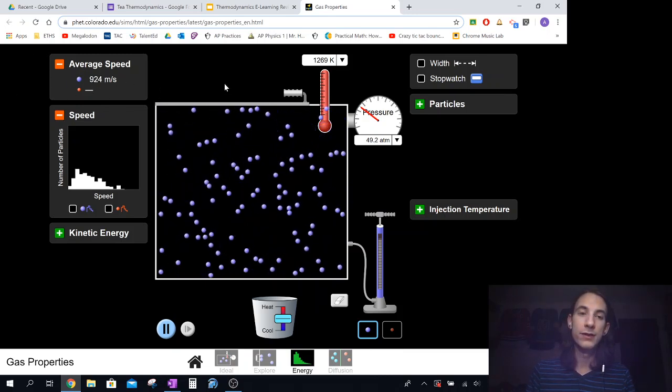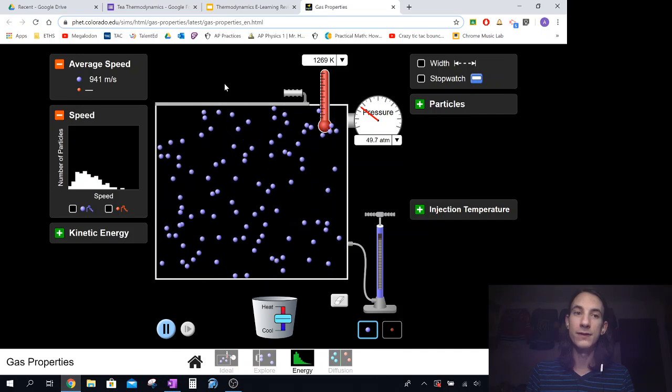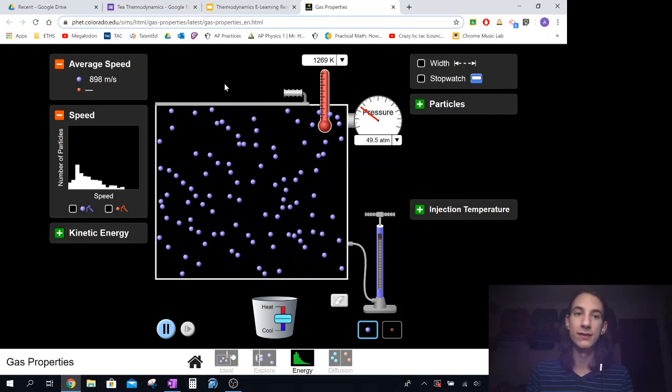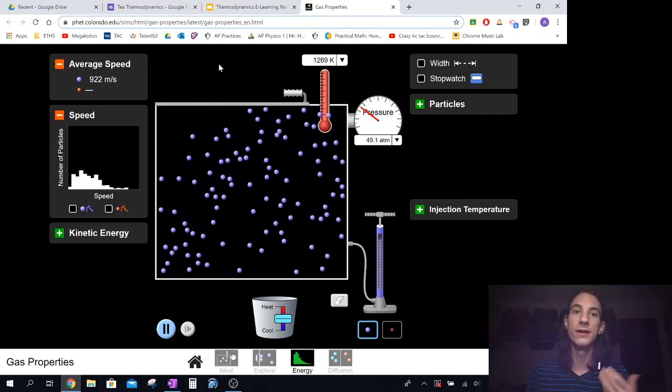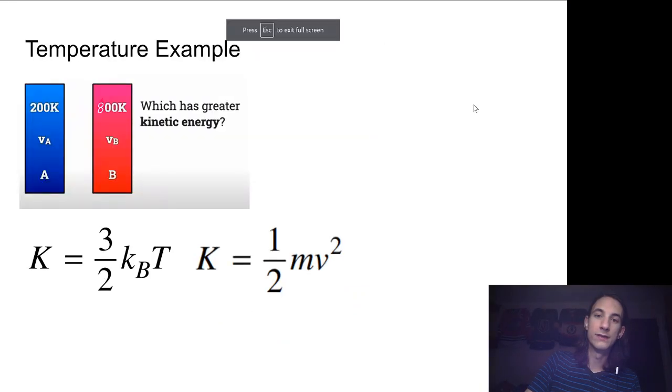And what we want to be able to talk about is, if we increase the temperature, how does the speed change? That's going to be one of the things that we're going to focus on. And we're going to do that by looking at the relationships between these variables.